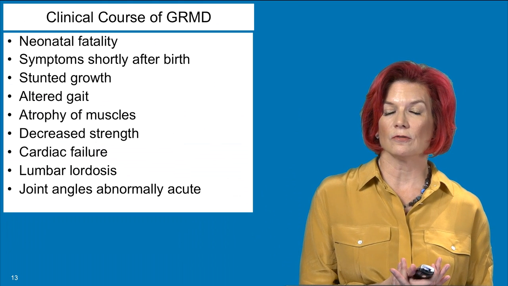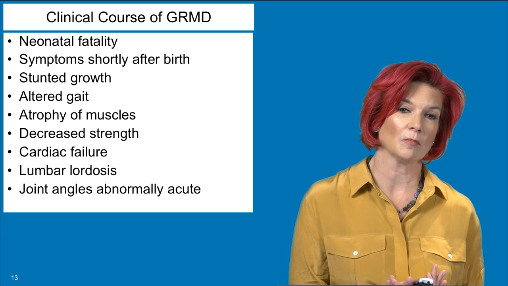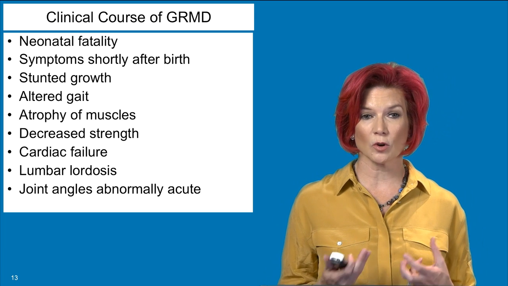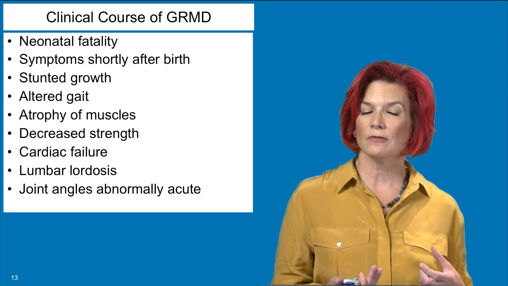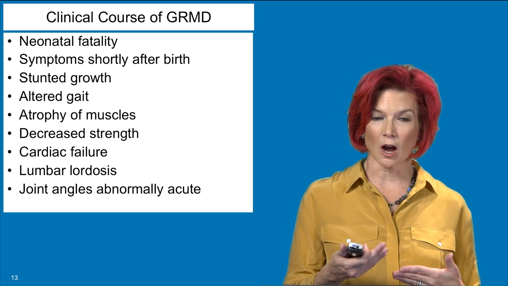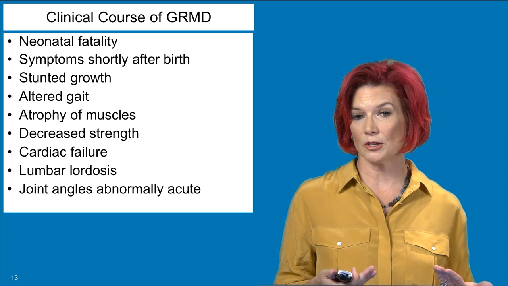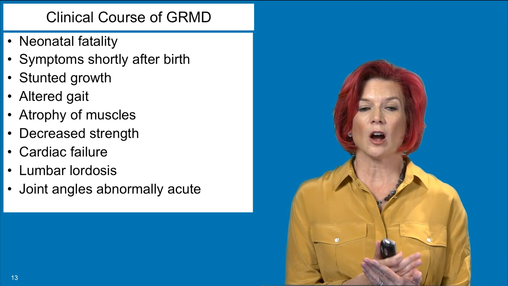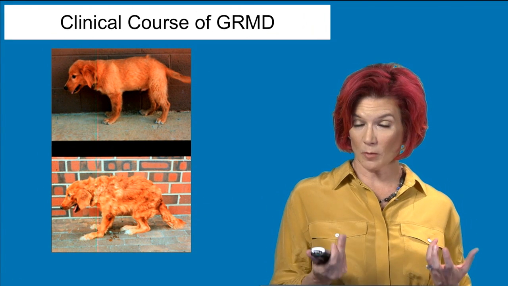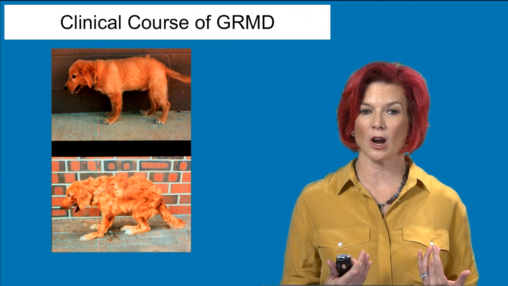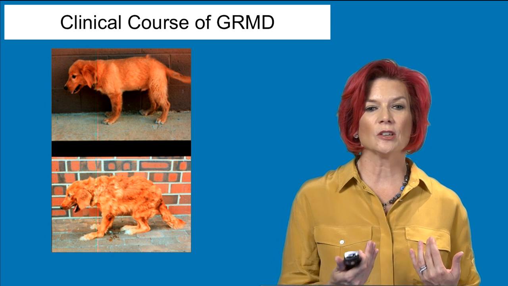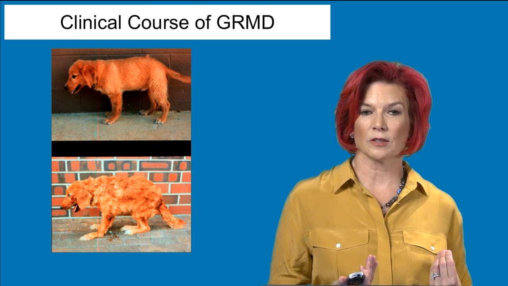So the clinical course of GRMD, the most commonly used canine model of muscular dystrophy, is that there are sometimes symptoms of neonatal fatality. The symptoms appear shortly after birth. There is stunted growth, a very obvious altered gait, as you'll see in some videos later on. There's also an involvement of the cardiac function. There is obvious lumbar lordosis, and there are very obvious joint angles that are abnormally acute, as you'll see in some of these photographs. So the upper photograph is of a normal golden retriever, and the bottom photograph is of a dog that has muscular dystrophy. This is the GRMD model, and you can see that there are significant differences in the posture of these two animals.